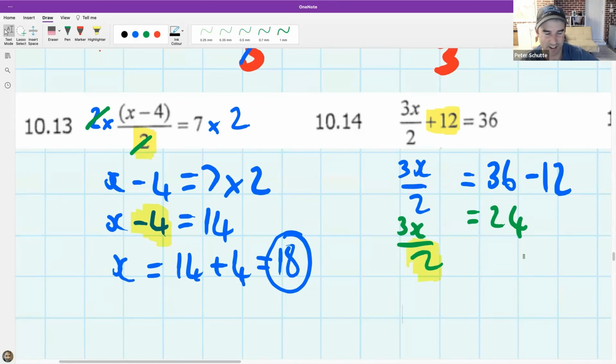Both sides, Leander, always with equations, both sides. Sometimes it's hiding. Because you knocked something out, you can't see that you did it to both sides, but it's always to both sides.